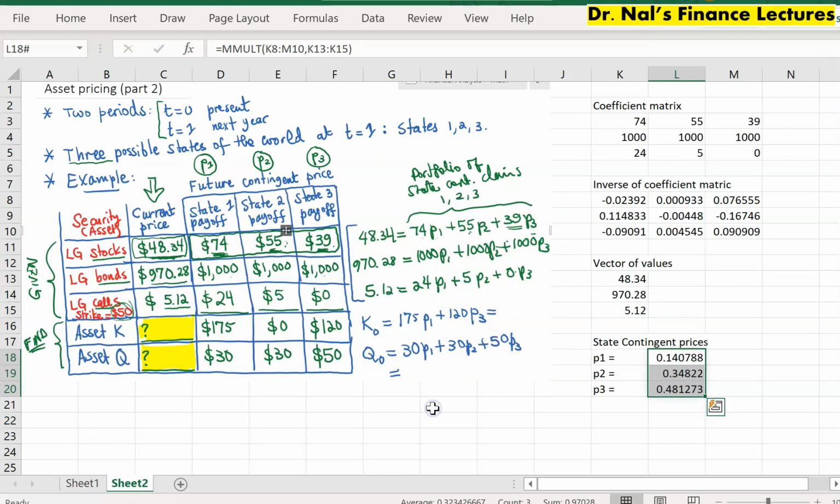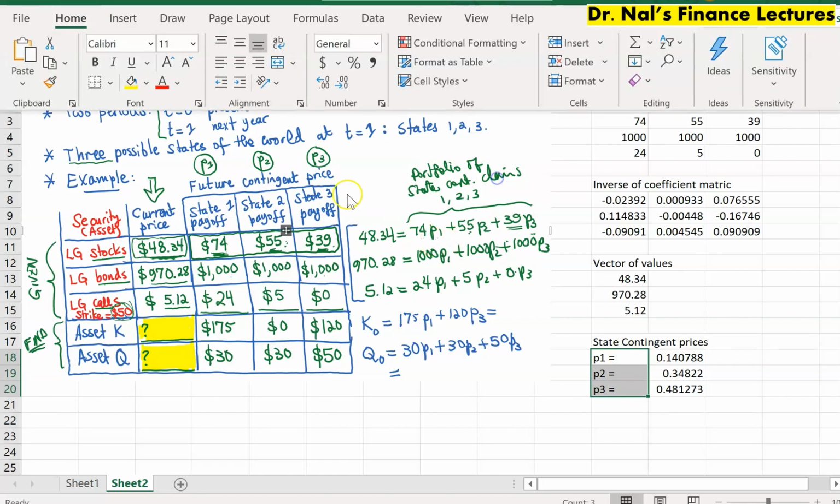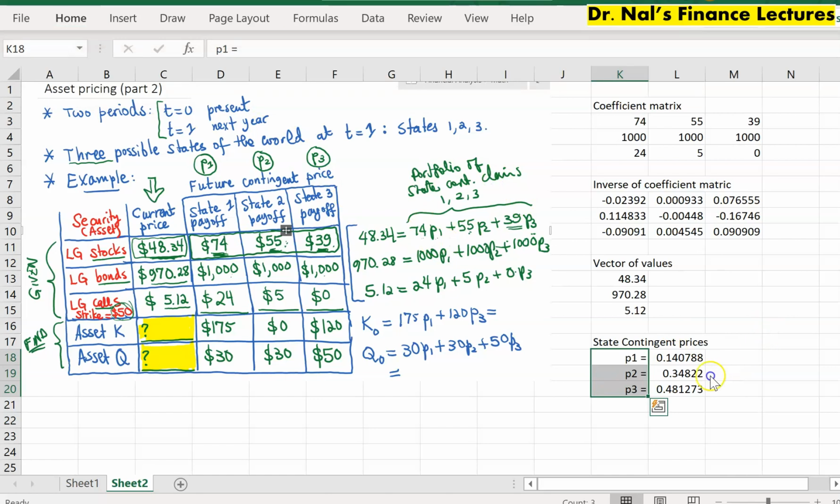All right, that's it. These are the prices of the three state contingent claims: the P1, the state 1 contingent claim, the state 2 and state 3 contingent claims. Now that I know these state contingent claims, I can calculate the value of any asset. Remember, this whole thing is asset pricing, right? So we can calculate the prices, the values of assets.